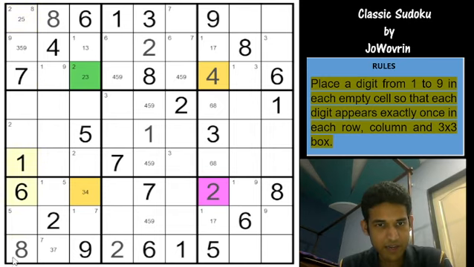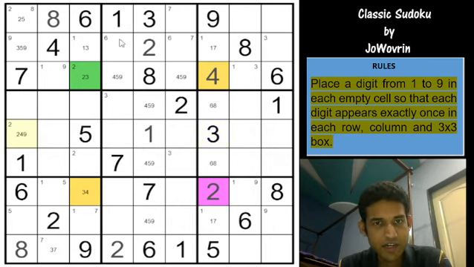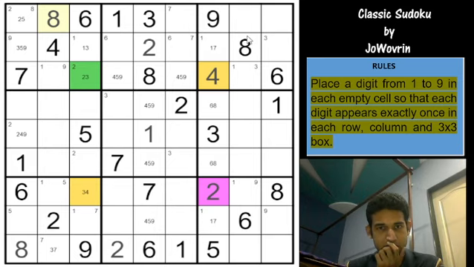So we have 1, 6, 7, 8 here, and 3 and 5 here. So that's 2, 4, and 9. Okay, so let's continue with the thread of logic. We got the 8 here. Okay, the logic seems to have stopped at this point.